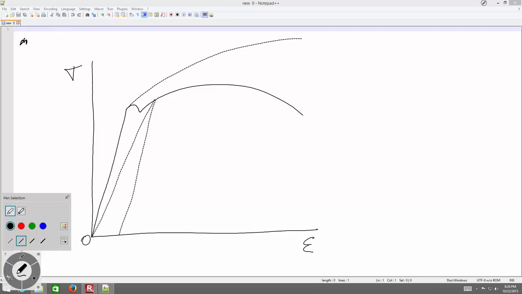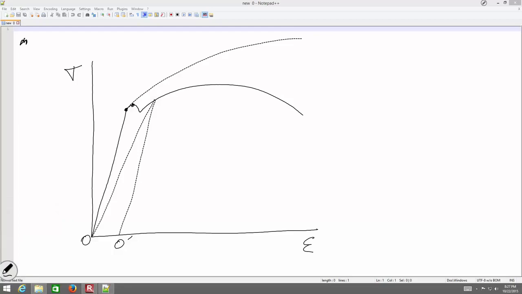This is point O. O prime. This is 2, this is curve 1. D, C, E, F, G, and H. I believe I have it all.